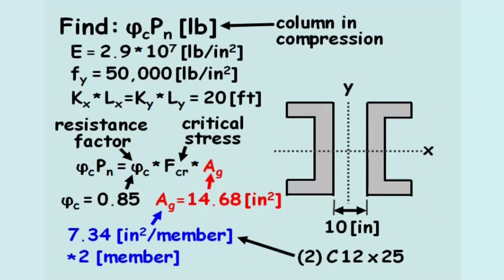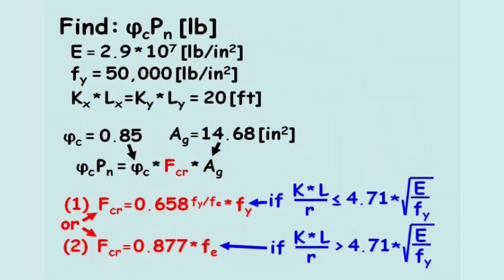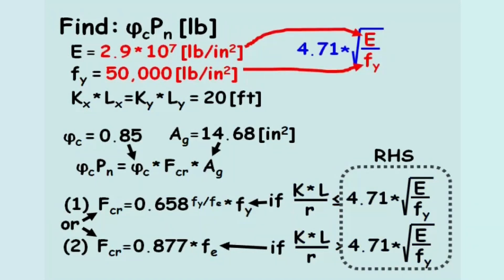The critical stress in the column, Fcr, is computed using one of two equations, which depends on the slenderness ratio and the value 4.71 times root E over Fy. We'll first determine these two values so we know how to compute the critical stress. We'll plug in Young's modulus and the yield stress into the right-hand side and find the right-hand side equals 113.43.